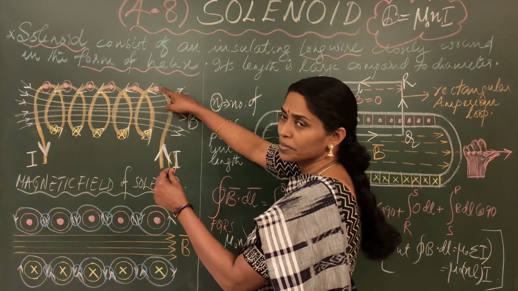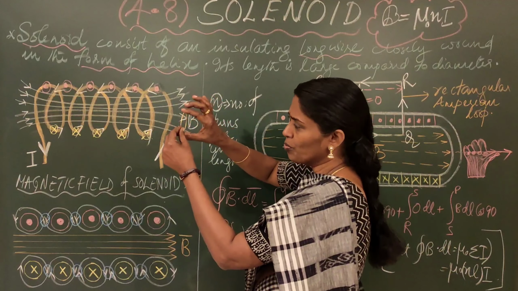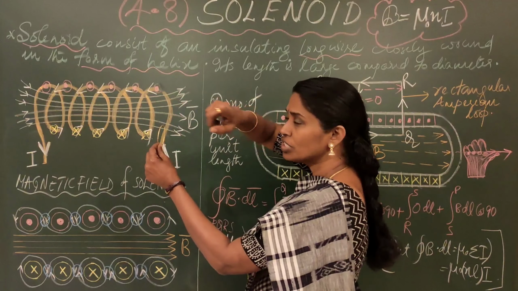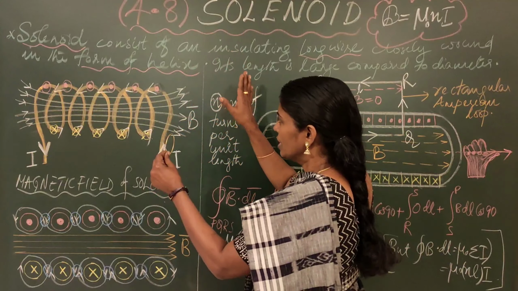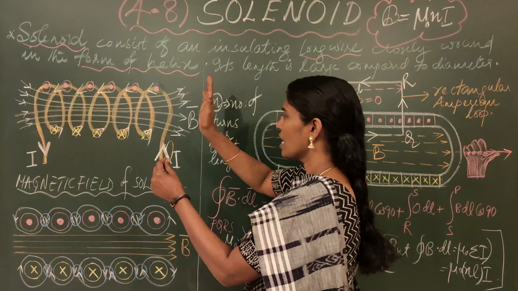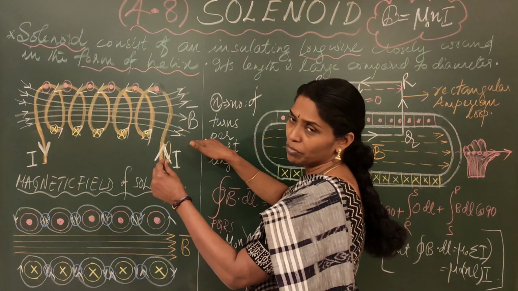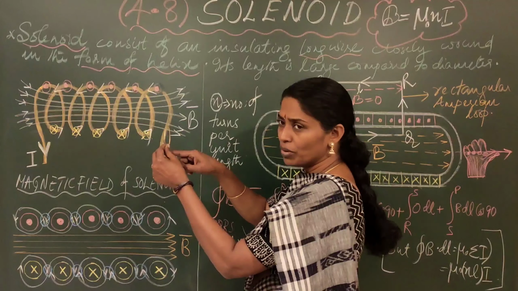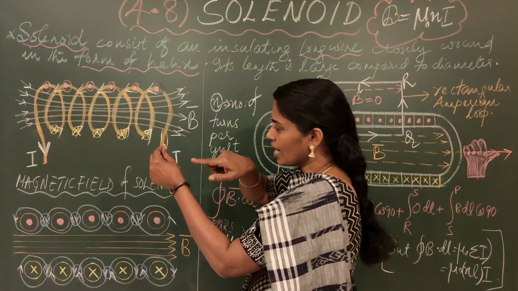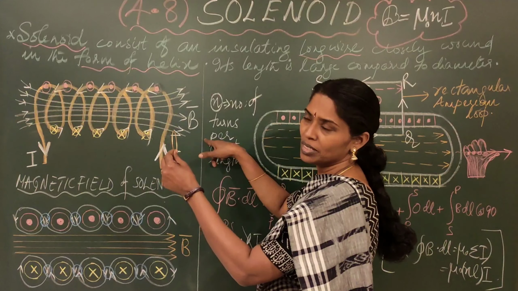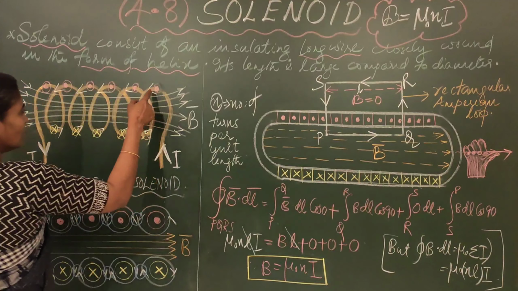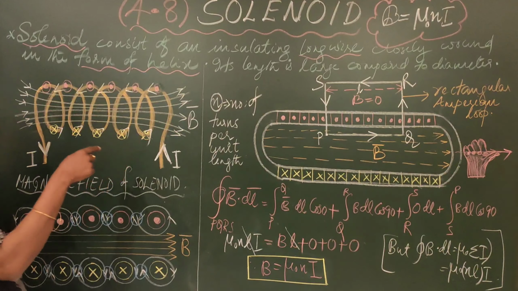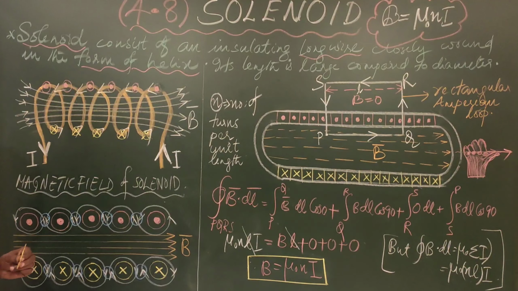This means at the top of this loop, the current has a direction out of the board. On this board, you have two perpendicular directions, either out of the board or into the plane of the board. So here the current is coming out of the plane of the board, and at the bottom you can see the current is going into the plane of the board. So of the two points here, this dot shows it is coming out, and this cross shows the current is going into the plane of the board.